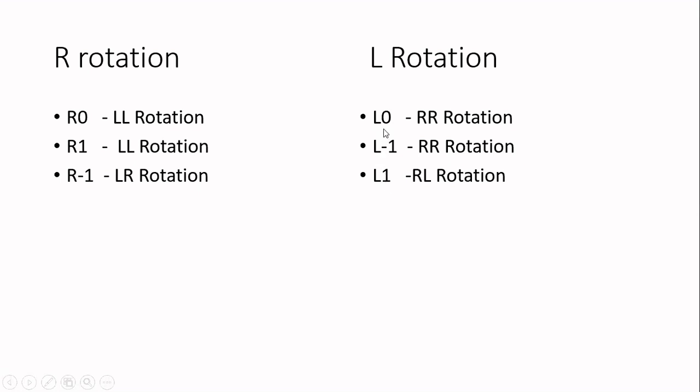Now, similar to this R rotation, we are going to apply the L rotation. In R rotation, we have seen that if it is R0 and R1, we will apply LL rotation. Whereas here, if it is L0, you will apply RR rotation. And if it is L-1 also, you will apply RR rotation. In R rotation, if it is R-1, you will apply LR rotation, but here, if it is L1, you will apply RL rotation. The remaining procedure will be the same, and this is how we perform deletion in an AVL tree.